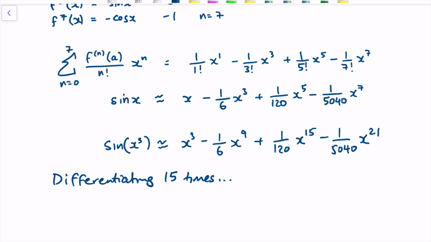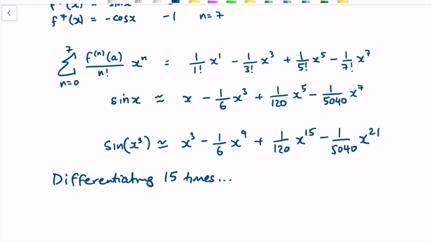Well, x cubed becomes 3x squared, becomes 2x, becomes 2, and then it becomes a constant. And then the constant disappears. So that's the key in all this. If we differentiate this 15 times, quite a few of the terms, in fact, the first 2 terms disappear.